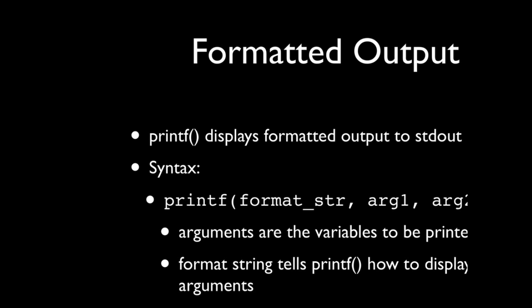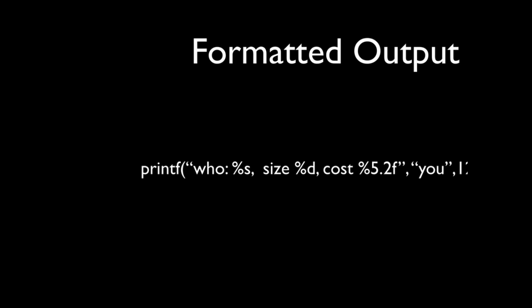You're going to use the function name printf with an open left paren, and then there is a format string, which is going to be a string value, followed by an arbitrary number of arguments. And we'll see how this works in a moment. The arguments are the variables whose values we're going to print out, and the format string tells printf how we want those values to be displayed.